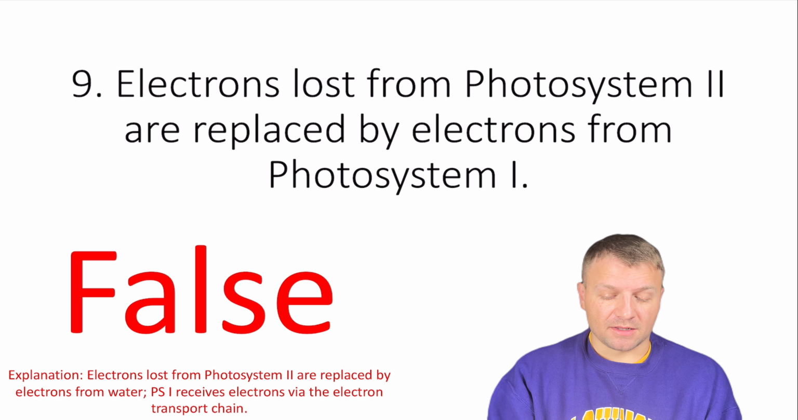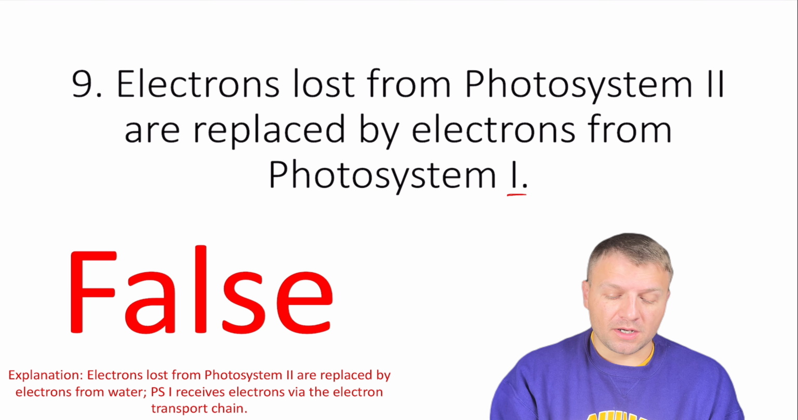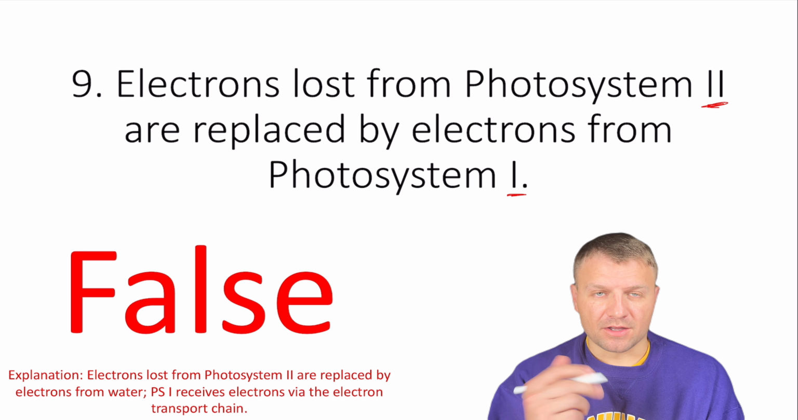But this one is false because the electrons from photosystem 1 are going to be replaced by the electrons coming from photosystem 2, not the other way around.